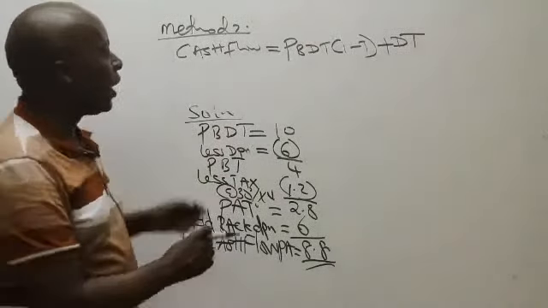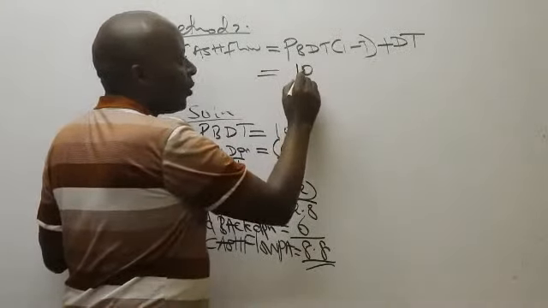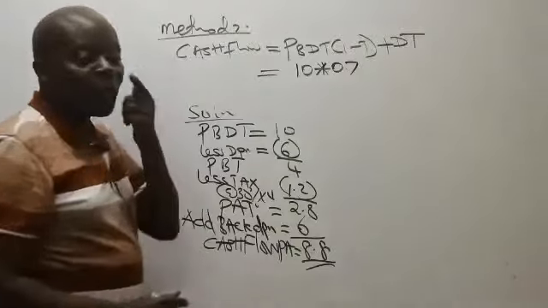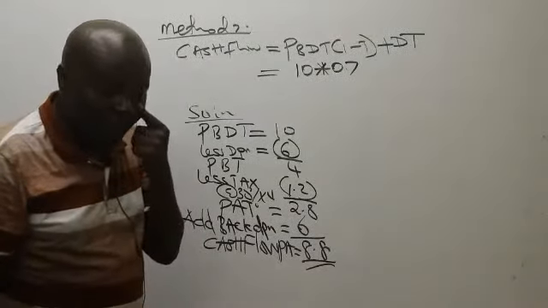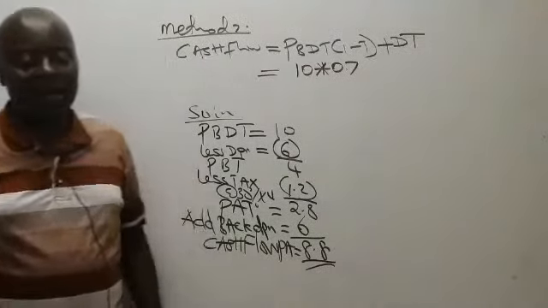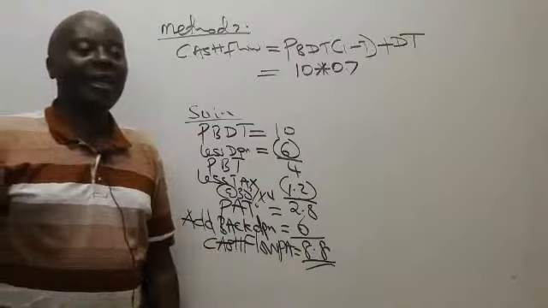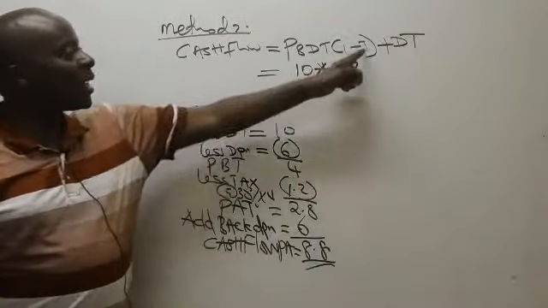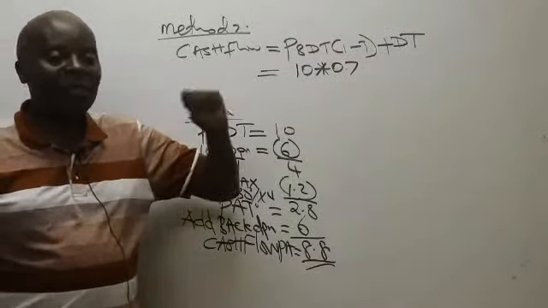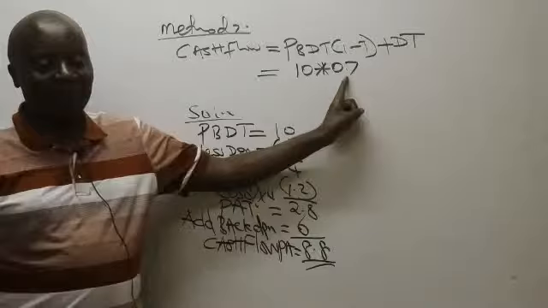Listen, ladies and gentlemen, what I've done, I've taken the profit before depreciation and tax of 10, multiplied by 1 minus tax, which is 0.7. It's because my tax is 30%, which is 0.3. So when I say 1 minus 0.3, I'll end up getting 0.7. Thank you very much.